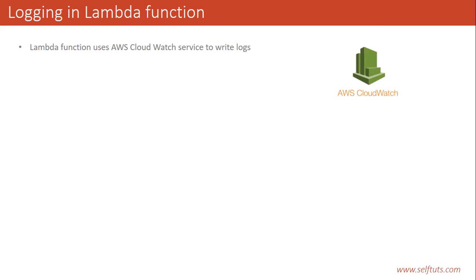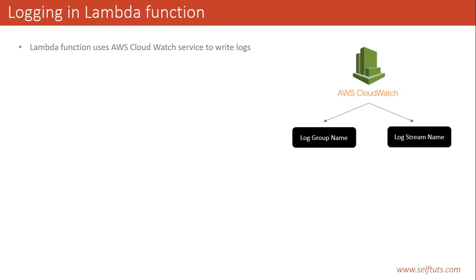So this is the AWS CloudWatch service, and inside it, a log group is made, which has a name identical to the name of the Lambda function. So suppose the name of my Lambda function is Hello World. Then inside my AWS CloudWatch, a group with the name Hello World is created, and all the logs created inside my Hello World Lambda function will be written inside this Hello World log group.